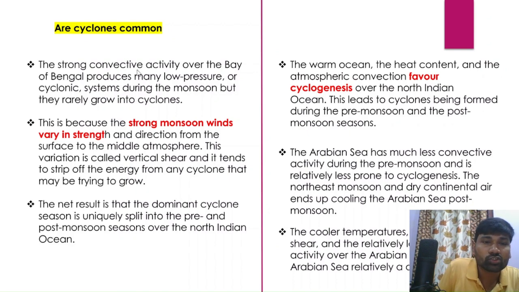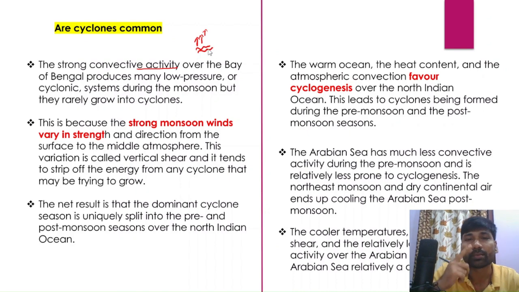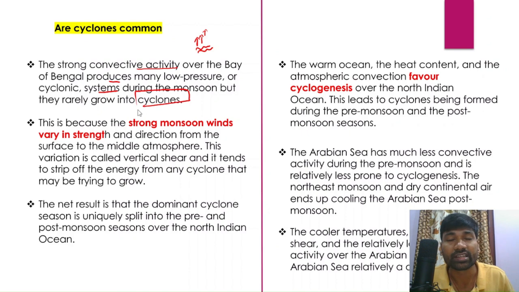In fact, the strong convective activity, the convective currents over the Indian Ocean, particularly Bay of Bengal and Arabian Sea. This strong convective activity over the Bay of Bengal usually produces many low pressure or cyclonic systems during the monsoon, but they rarely grow into cyclones. They generally don't grow into cyclones.